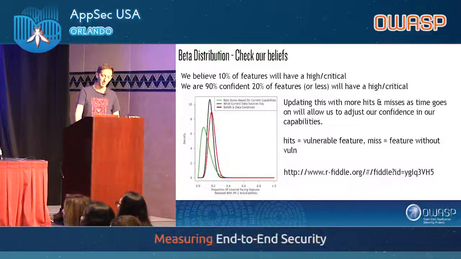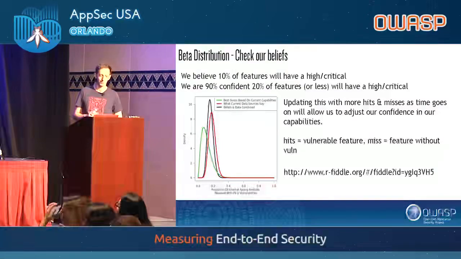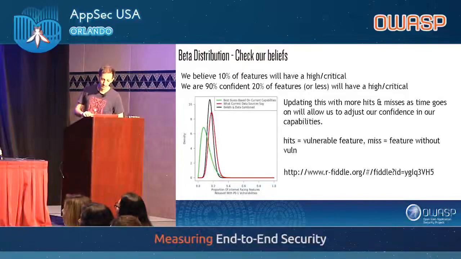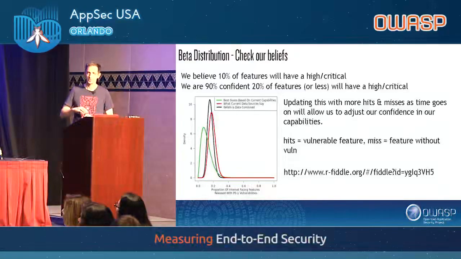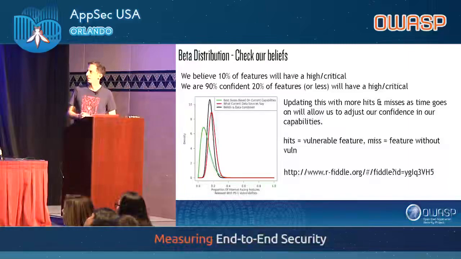We continuously update this with the information to compare our beliefs, which maybe like 10% of the features we ship have a higher critical at some point in their lifetime, and say we're 90% confident 20% of the features or less will have a higher critical. And so we continuously add to this data, and this just gives us better information. Beta distributions are based on hits and misses and statistics. So for hits, we use vulnerable features, and for misses, we use features without a vulnerability.